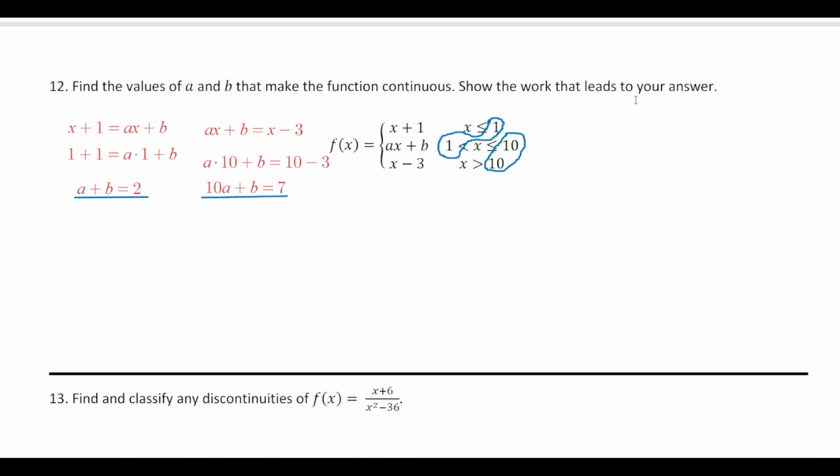And so I'm going to set up a system of equations using these two. So my system is going to be a plus b equals 2, and 10a plus b equals 7. To solve a system of equations, I'm going to use the method of substitution. I'm going to rewrite this first equation, and it doesn't really matter if I substitute for a or for b first. I'll solve for a. And so a is going to equal 2 minus b. This is an expression that I'm going to substitute into this other equation. So basically I'm going to take this 2 minus b and substitute it into a here.